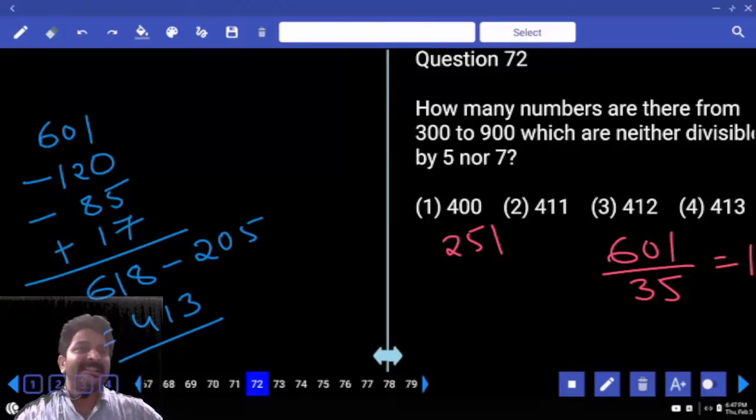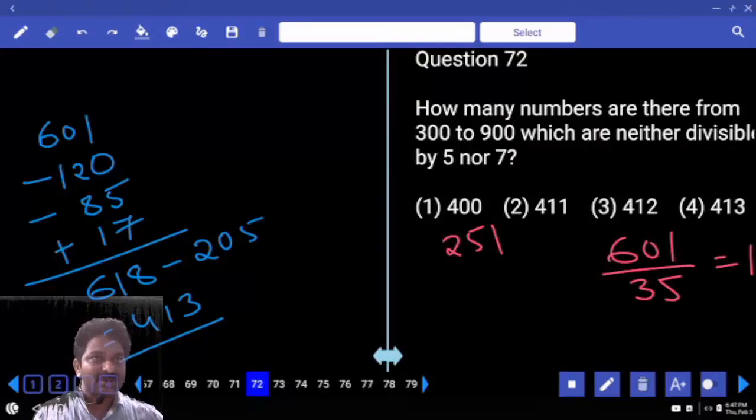From 300, in the sense that 300 is also included. So the total number of numbers is 601. Answer is 413. No doubt about it.